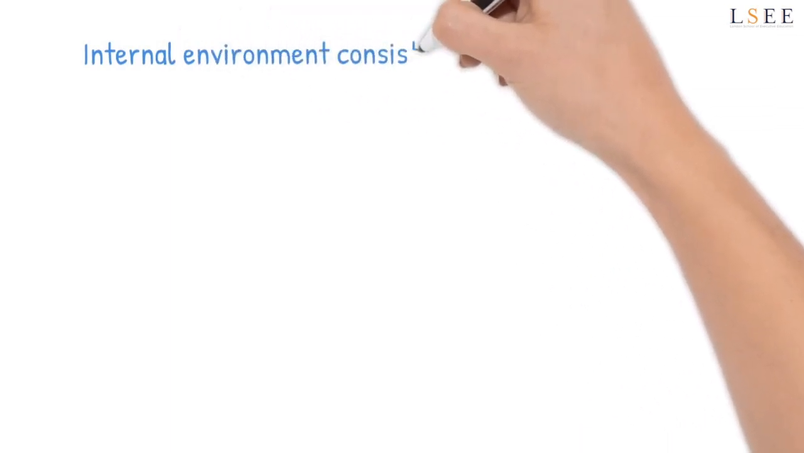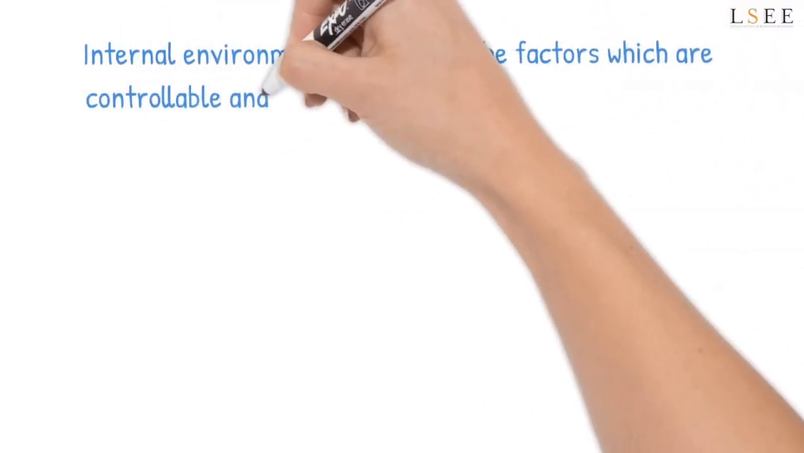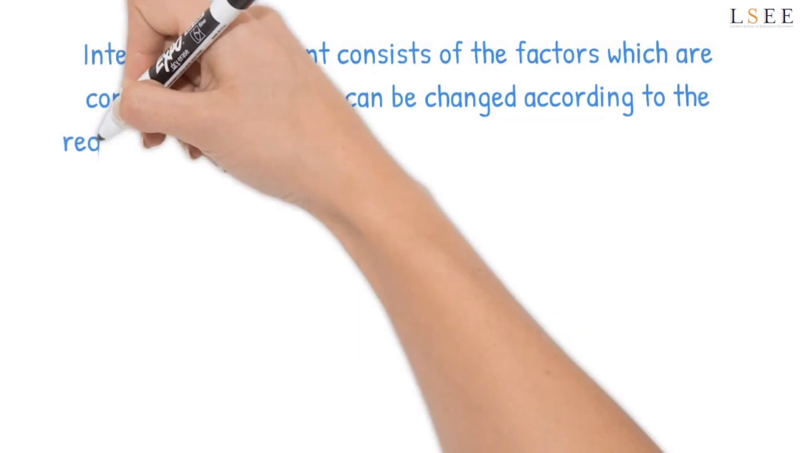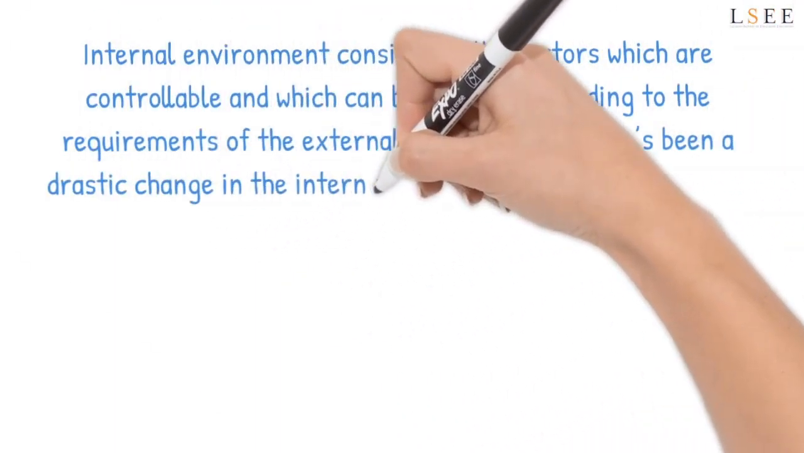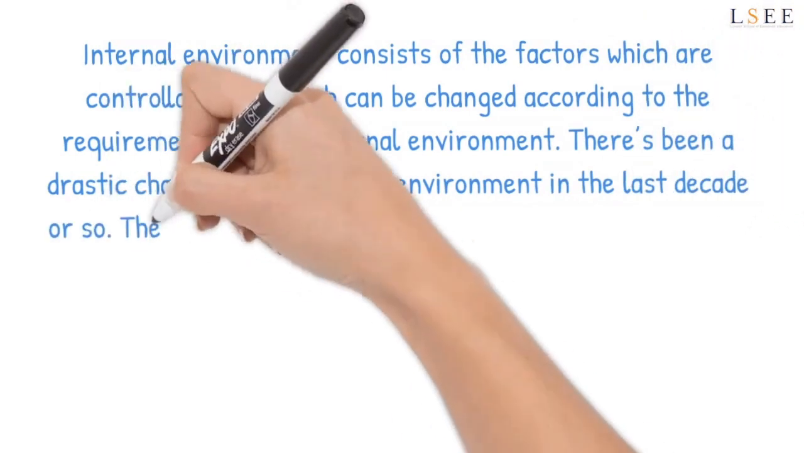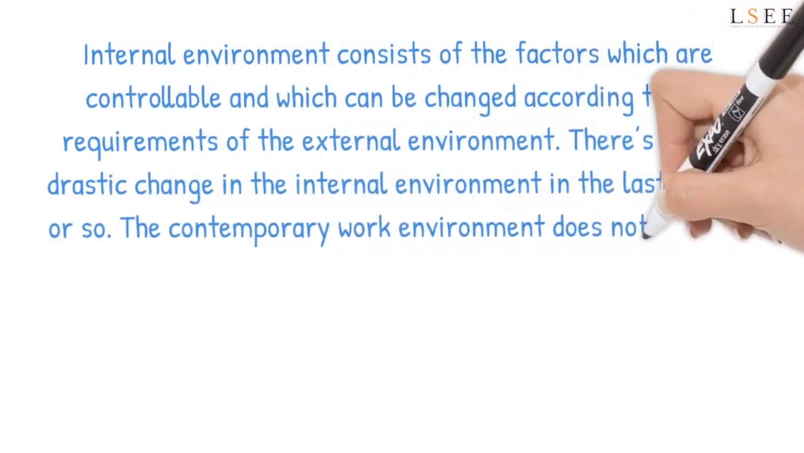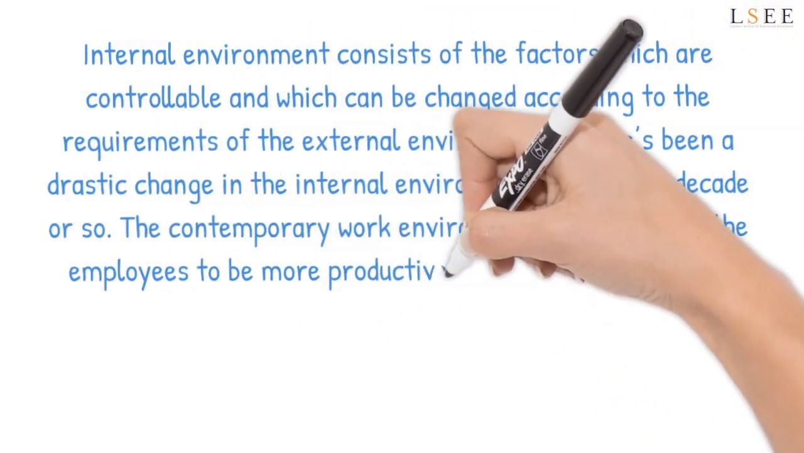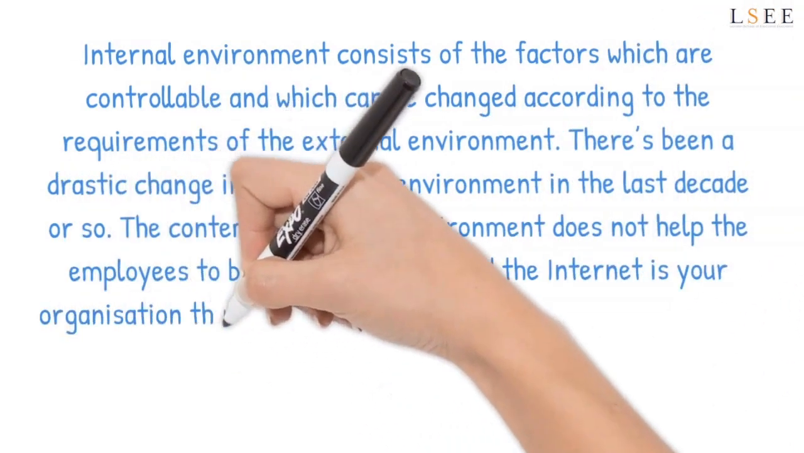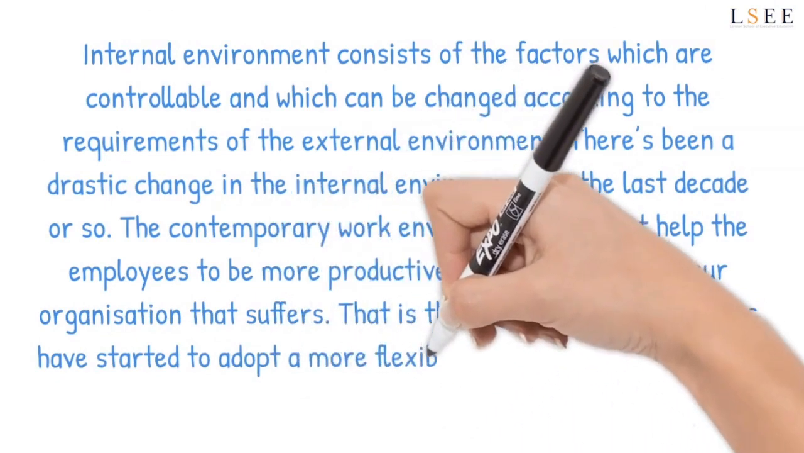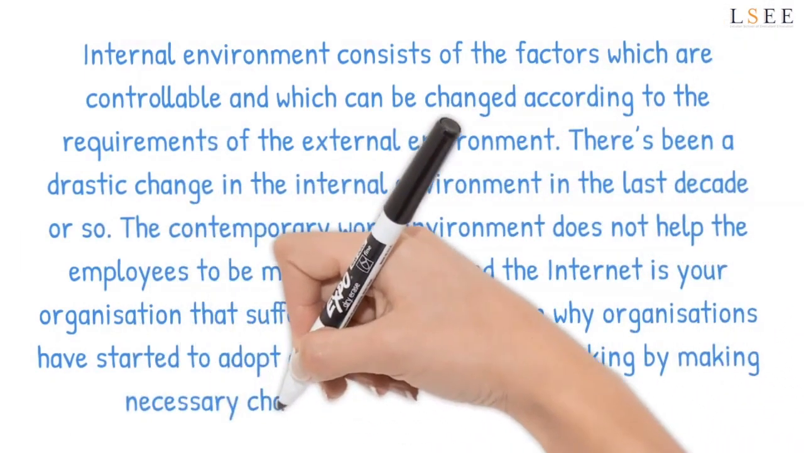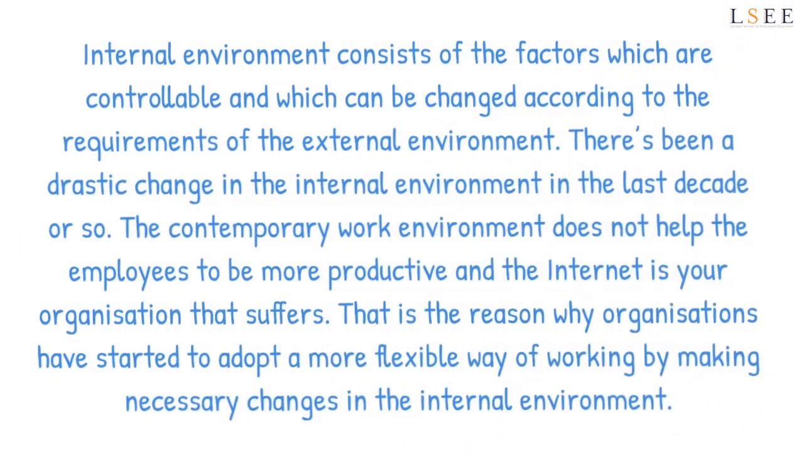Internal environment consists of the factors which are controllable and which can be changed according to the requirements of the external environment. There's been a drastic change in the internal environment in the last decade or so. The contemporary work environment does not help the employees to be more productive, and it is the organization that suffers. That is the reason why organizations have started to adopt a more flexible way of working by making necessary changes in the internal environment.